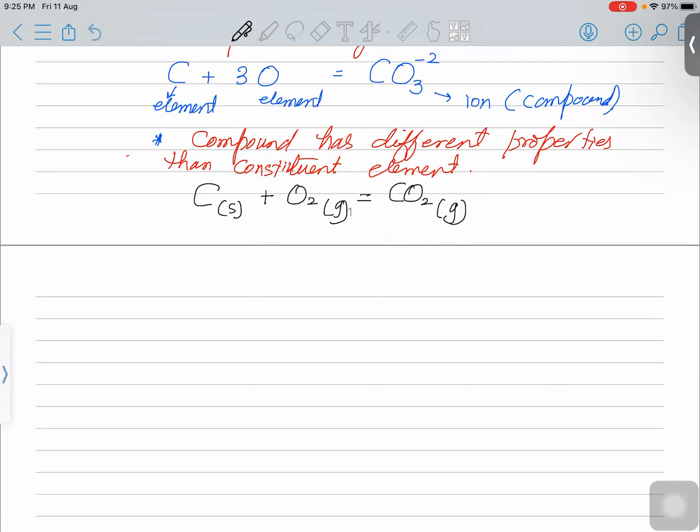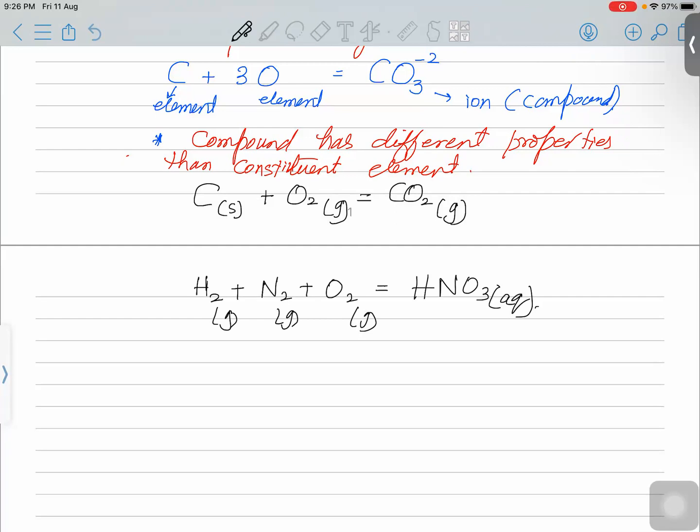Similarly, this is hydrogen, this is nitrogen, this is oxygen. All are gases. But when they combine, nitric acid is formed. This is aqueous. Are you getting my point or not? Aqueous means liquid state.